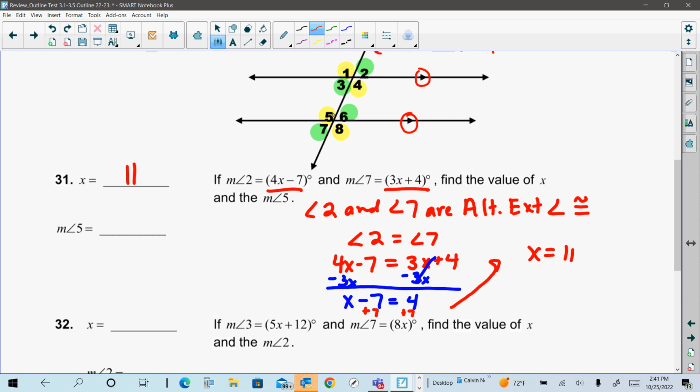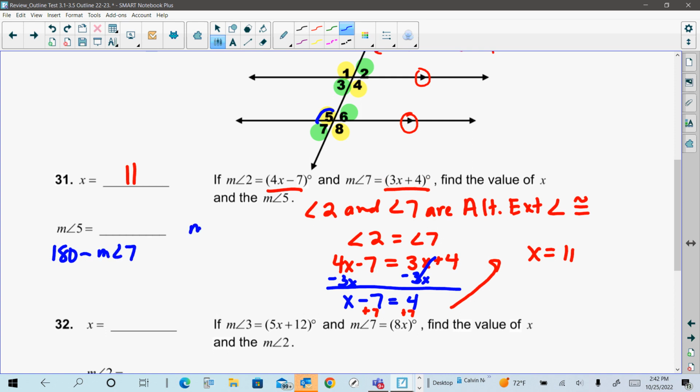Hopefully you see angle 5 has the same color. Oh no, it doesn't have the same color, sorry. So angle 5 and angle 7 are a linear pair, or angle 5 and angle 7 have different colors here. So anytime we have different colors, they're going to be supplementary. So to get angle 5, I would have to do 180 minus whatever the measure of angle 7 is.